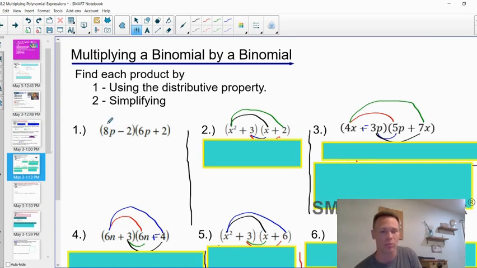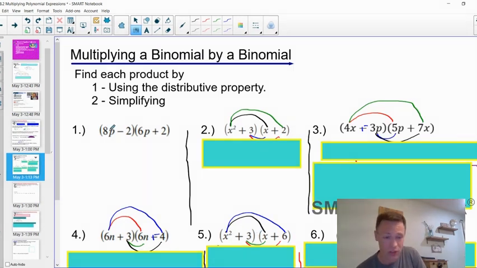I want to work through this one independently with you guys. So I have another binomial times a binomial. We're multiplying binomials times binomials, and we're going to find each product. The first thing we're going to do is use the distributive property, and then once we're done, we're simplifying everything that we can.